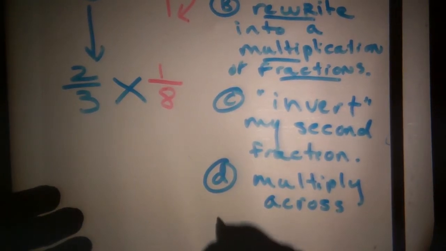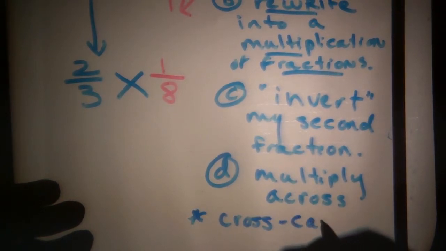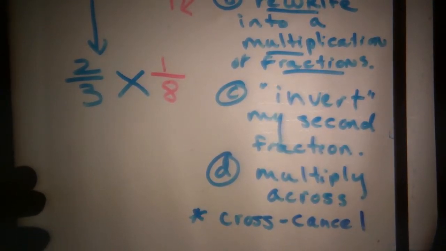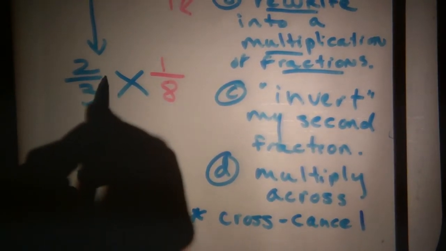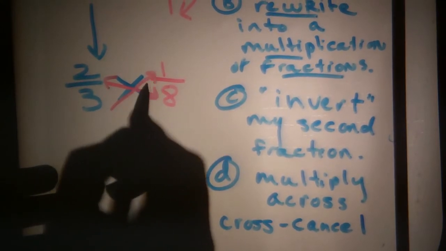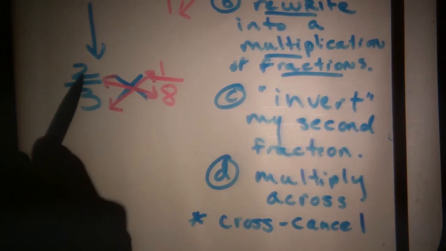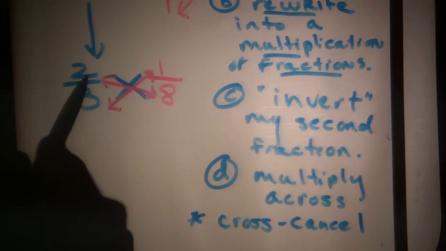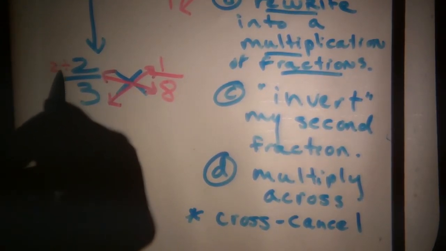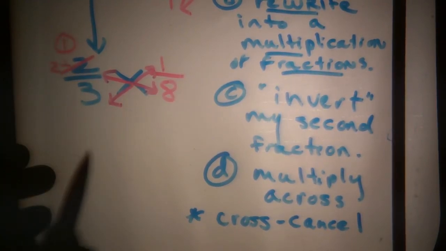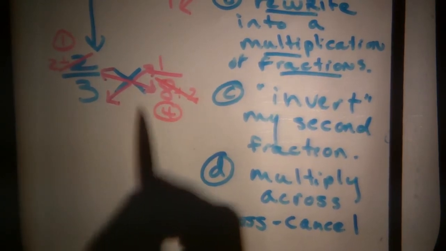Before we multiply across, we should think about cross-canceling. So cross-cancel, do I have a relationship with 2 and 8? Yep, I do. If I look at cross-canceling here, I can see that 2 can go evenly into 8. Always look at the smallest number and see if I can divide the smallest number evenly into the larger number. I can divide 2 by itself, that gets me 1. I can divide 8 by 2, which now leaves me 4.